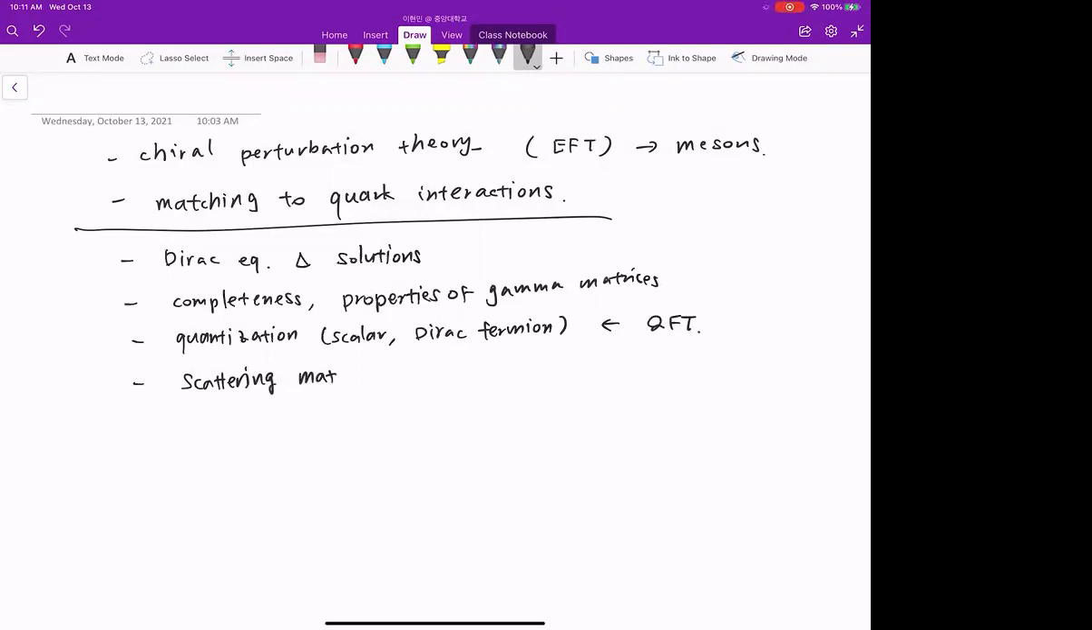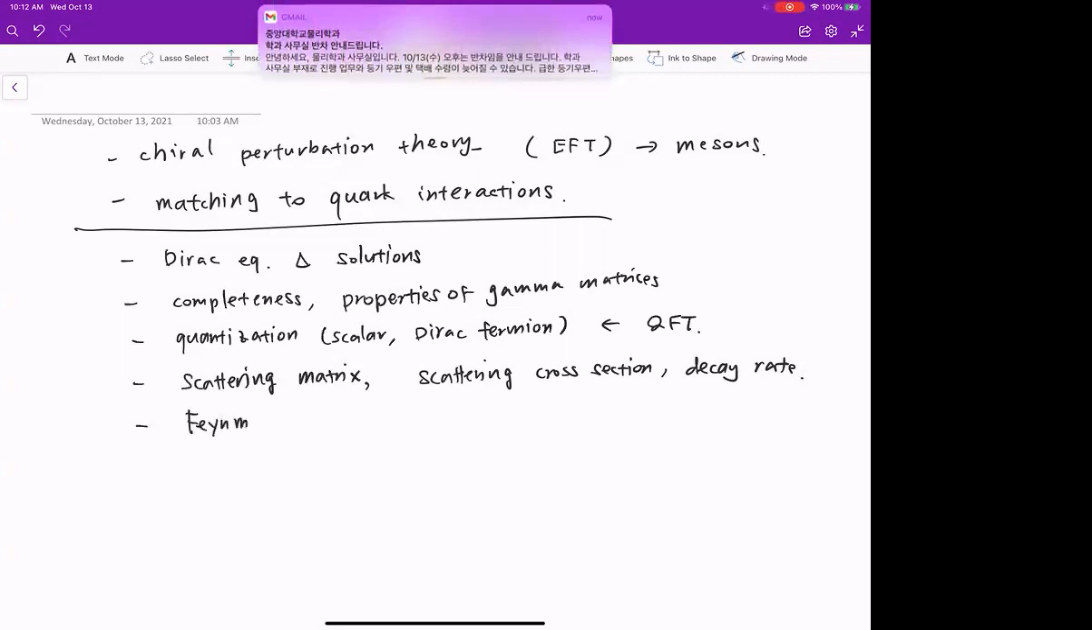Actually, there are a lot of things to discuss, like propagators and Feynman rules, etc., etc. But I'm going to be short. Maybe you can look at the textbook for details. Scattering amplitude matrix and scattering cross section. How to define scattering cross section and how to compute them, and also decay rate.